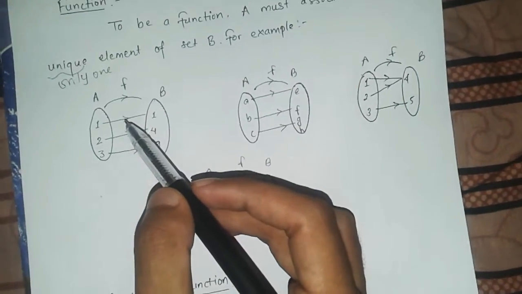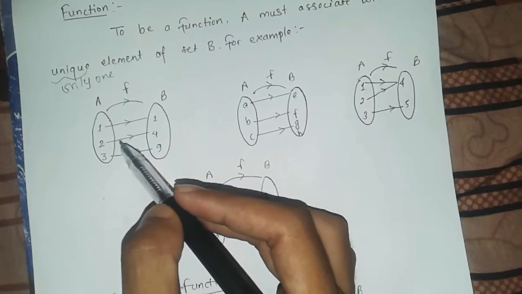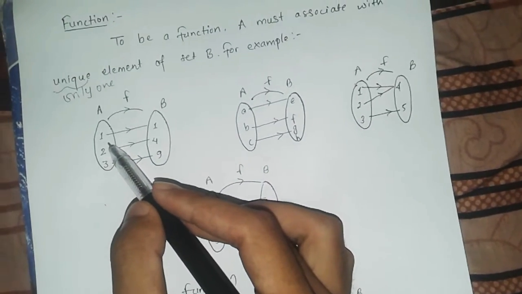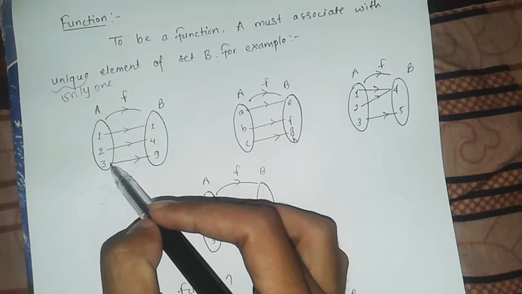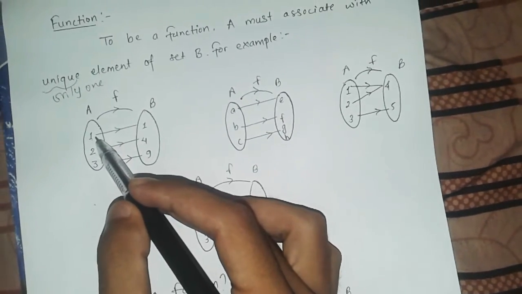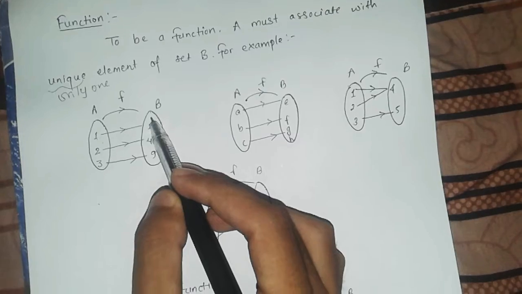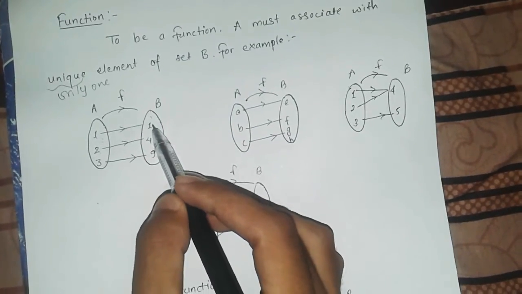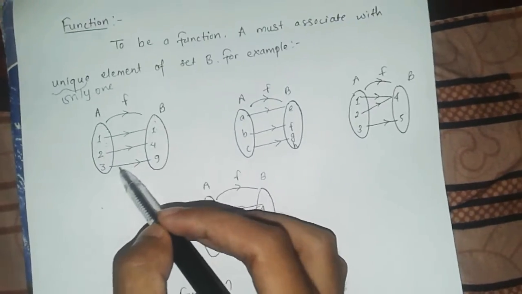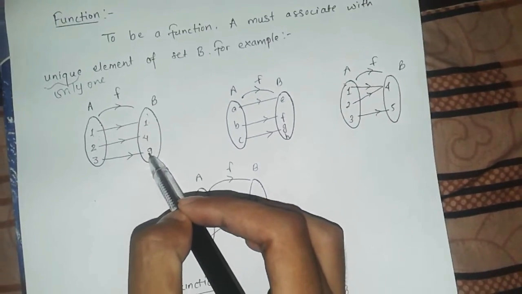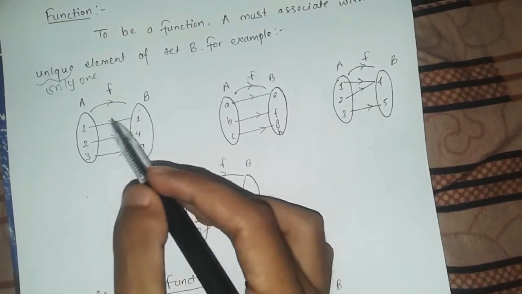So first is the example of a function. In set A we have the first element, that is 1, the second element as 2, and the third is 3. Then here in B we have only one element of 1, similarly only one element of 2, that is 4, only one element of 3, that is 9. Right, this should be applicable.